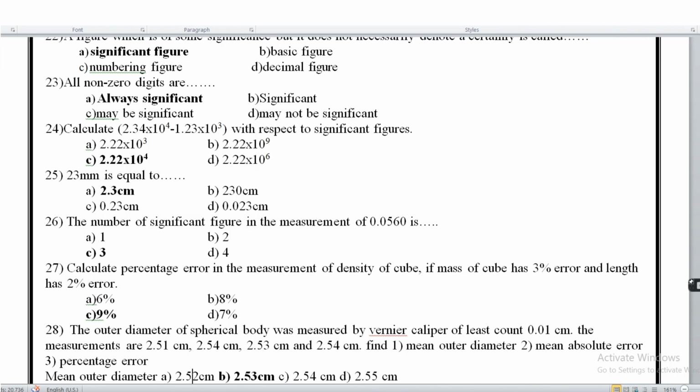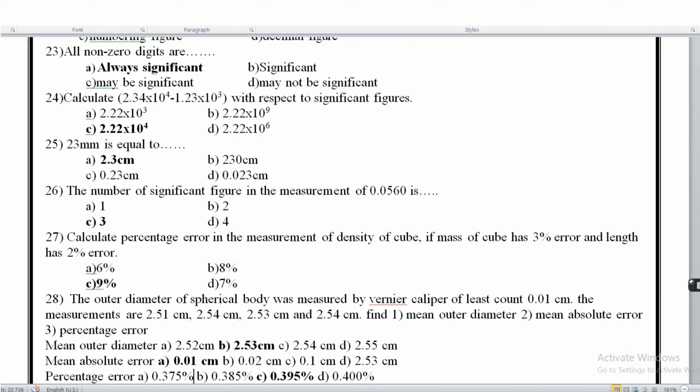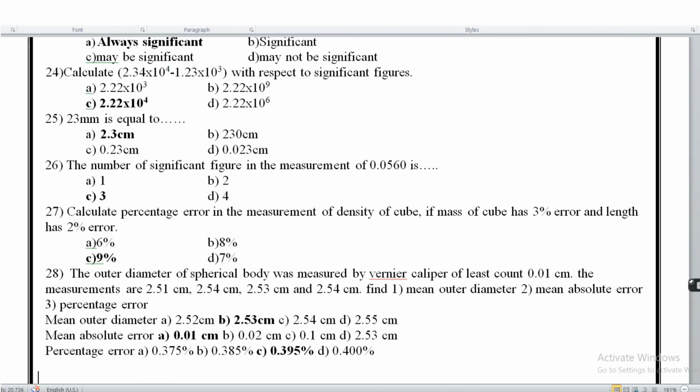The outer diameter of a spherical body was measured by a vernier caliper of least count 0.01 centimeter. The measurements are 2.51 centimeter, 2.54 centimeter, 2.53 centimeter and 2.54 centimeter. Find the mean outer diameter, mean absolute error and percentage error. See, the answer is given. Mean outer diameter is 2.53. Mean absolute error is 0.01 centimeter and percentage error is 0.395 percent.